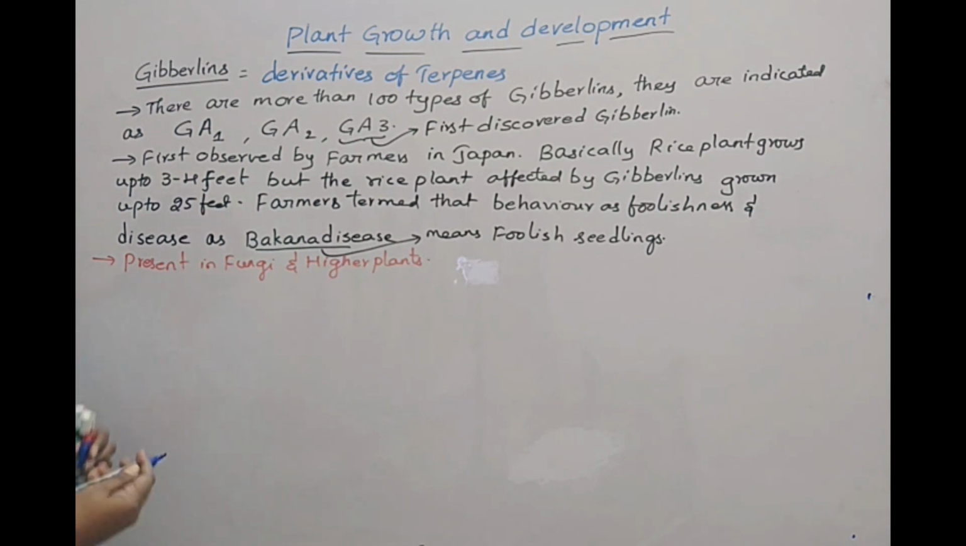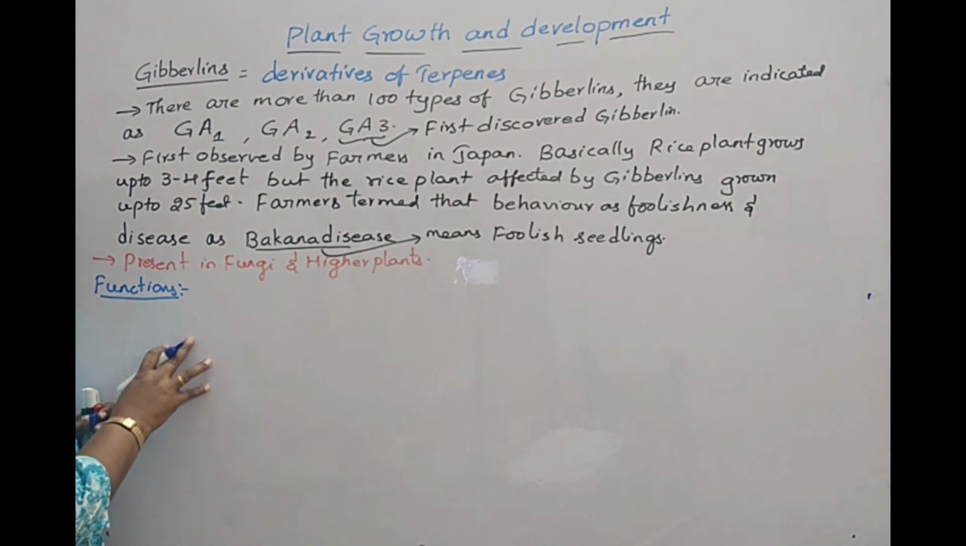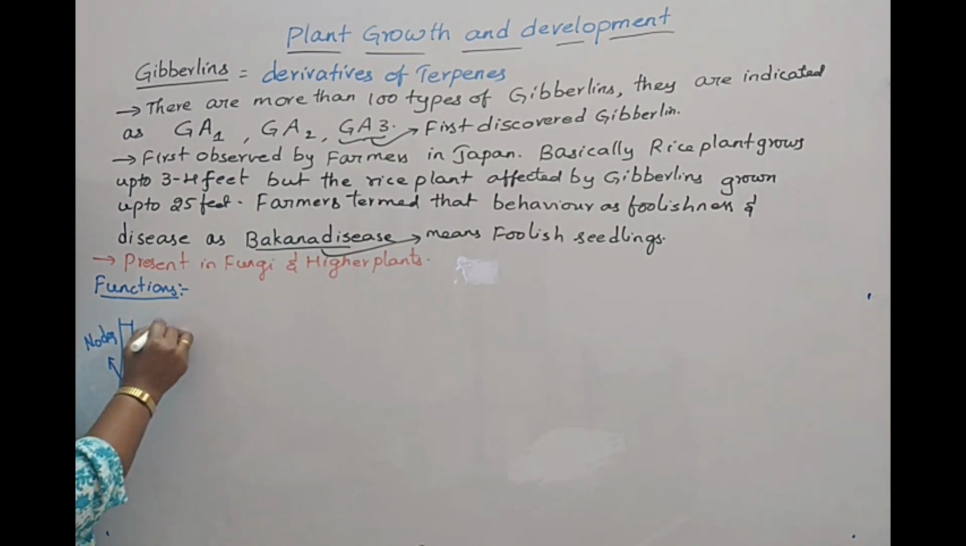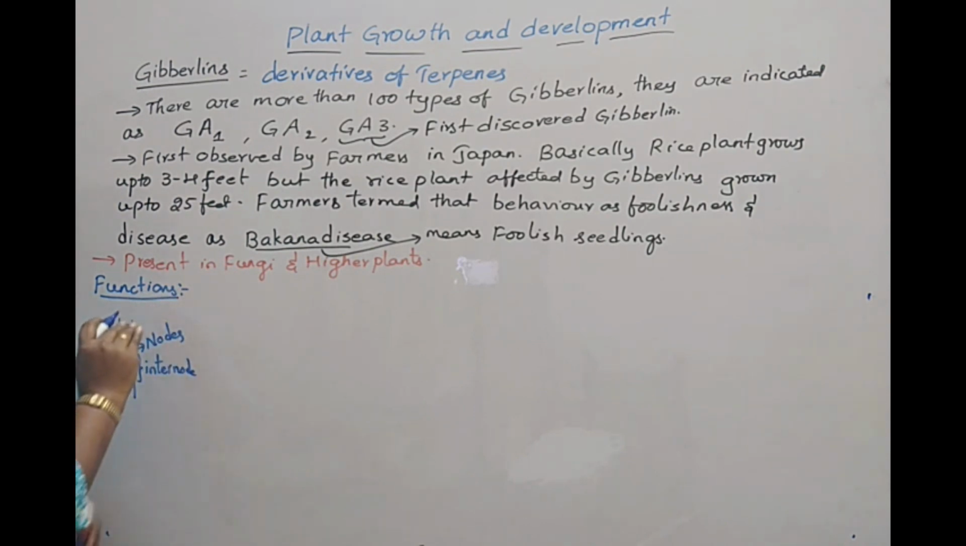Next, coming to functions of gibberellins. Gibberellins promote stem elongation by increasing the length of internode. We know that if this is a stem, there are some areas on the stem which are called nodes, and the place between two nodes is called internode. So, gibberellins are increasing this internode length. So, we write first function as they increase stem elongation.